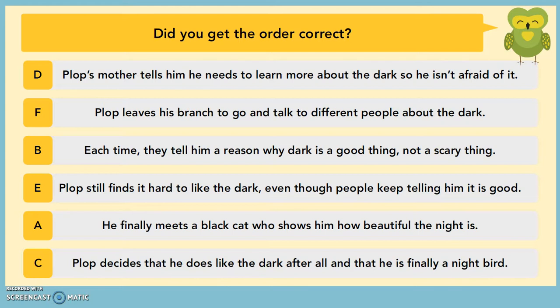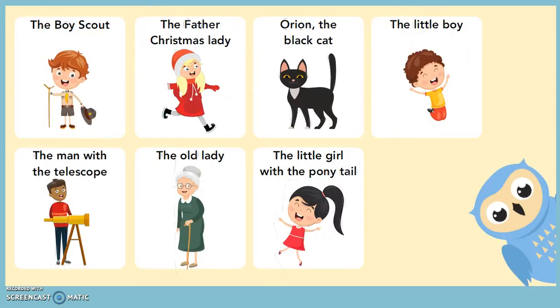So there's the 6 big events that happened, but of course we had our 7 chapters, so he meets different people. So if we think about F and B, he leaves his branch to go to talk to different people about dark, and each time they tell him a reason why dark is a good thing and not a scary thing. What we're going to do now is look at those characters, and your job now is to decide what order did each of these characters appear in the story.